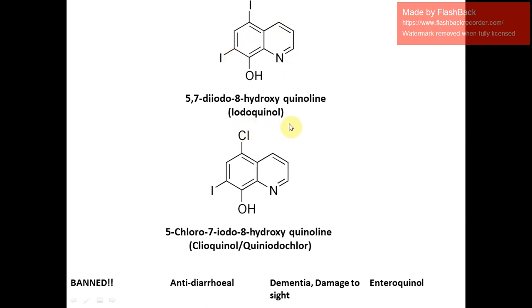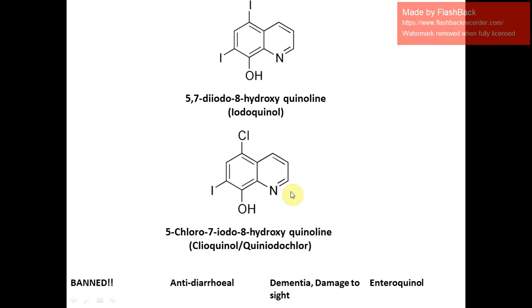The name is iodoquinol, which is a common name. The second drug in this particular category is called cleoquinol or quinidochlor, and this has a chloro substitution and iodo substitution at the 5 and 7 positions respectively, with 8-hydroxyquinoline as the parent molecule. But unfortunately, the drugs under this category are banned.